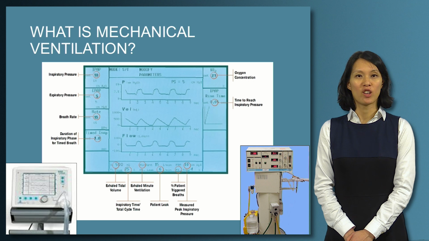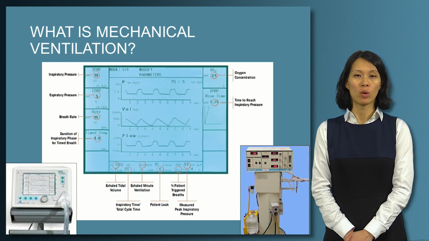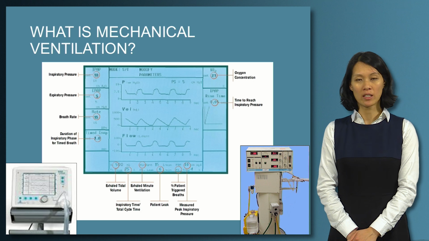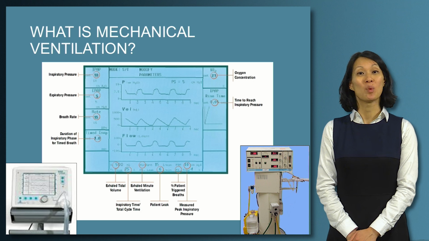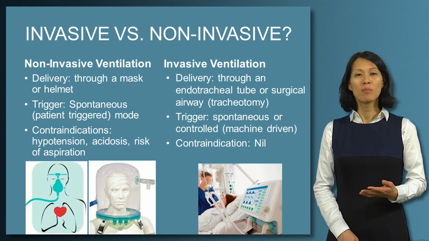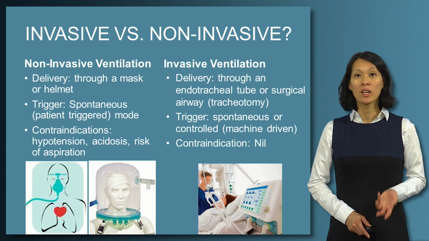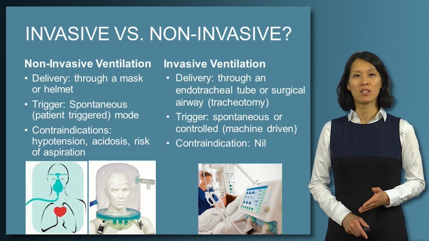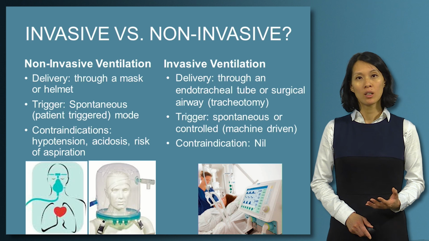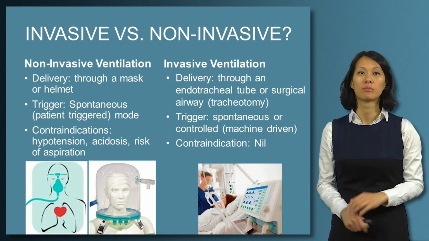Nowadays, mechanical ventilation is much different than what we used to see with the Draeger pulmotor. We have many different mechanical ventilation devices and many different ways that we can deliver mechanical ventilation. The two main types really are non-invasive and invasive. Non-invasive ventilation essentially means that you're delivering positive pressure from a machine through a mask or through a helmet.